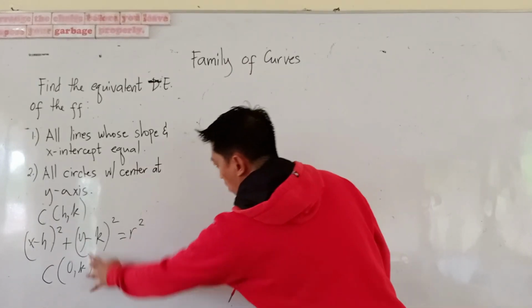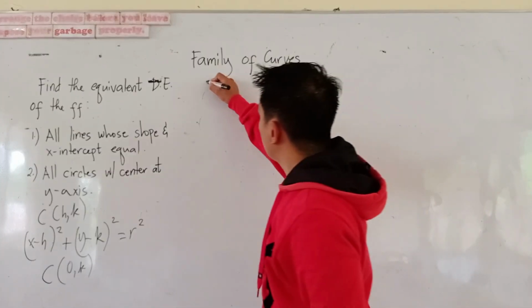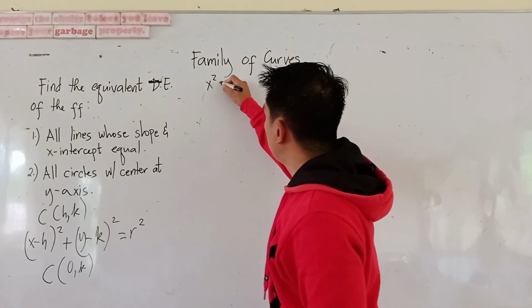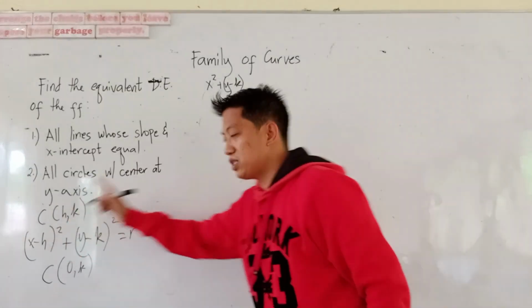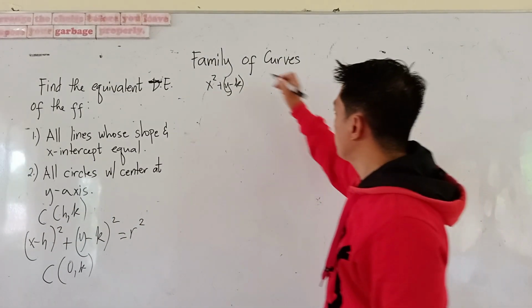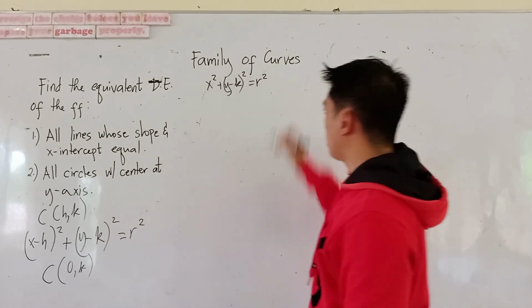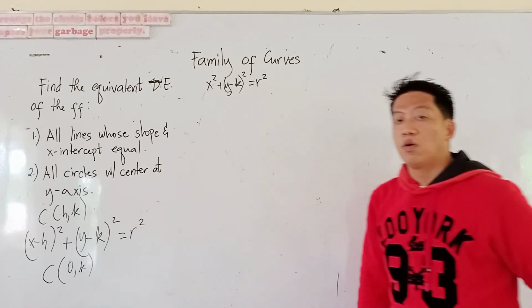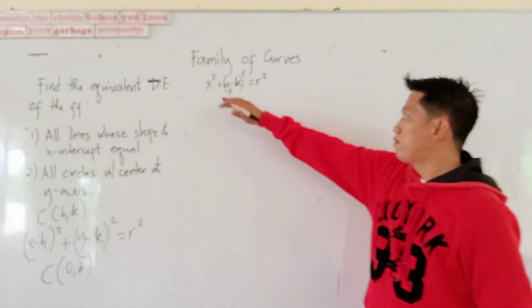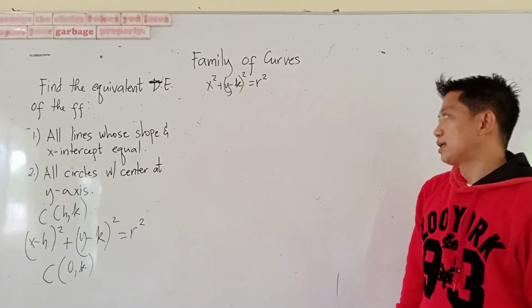So by simplifying our equation, we have now x squared plus (y minus k) quantity squared is equal to r squared. Okay? Kasi 0 po yung h natin, so x squared na lang yung natira. So this is now the equation of a circle with center at y-axis. So ito po yung function na i-differentiate natin.